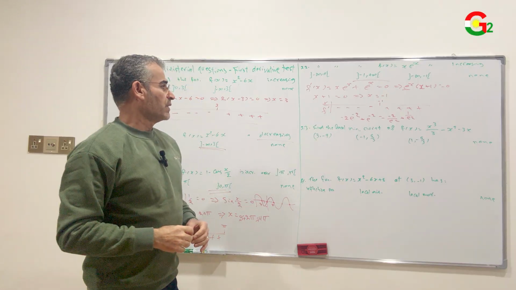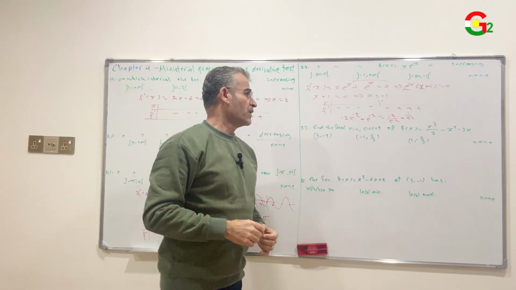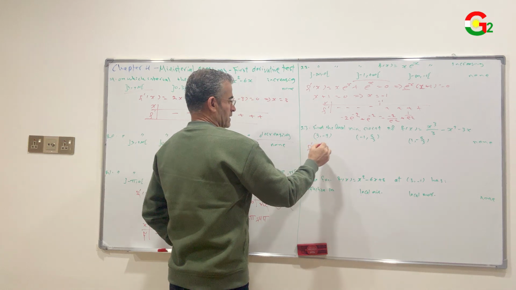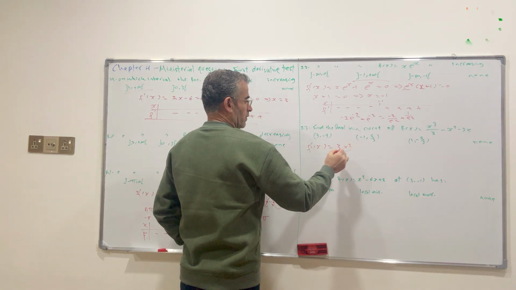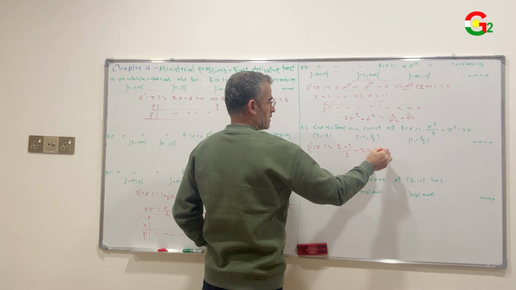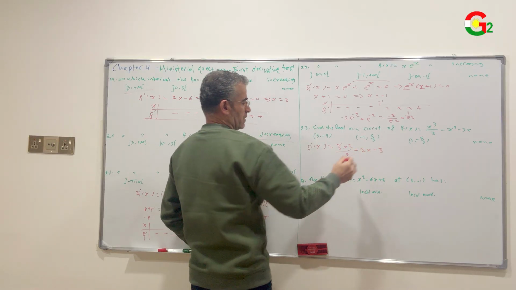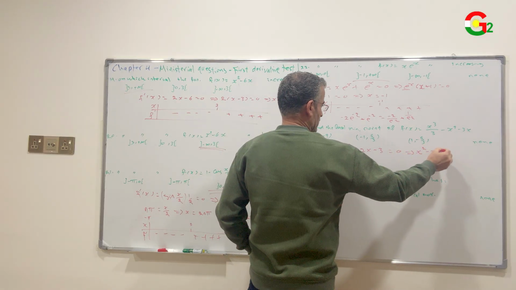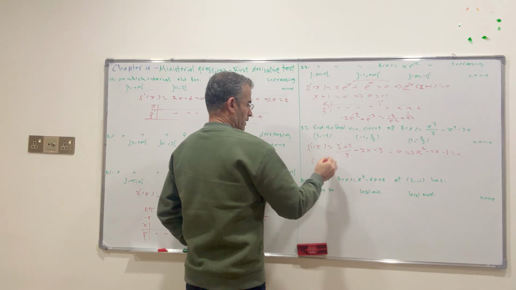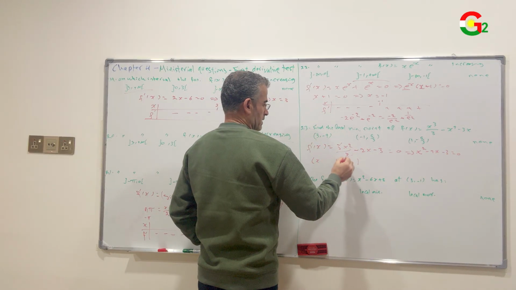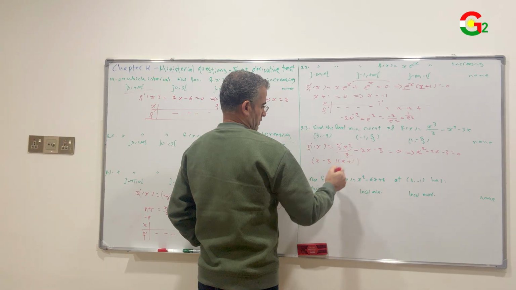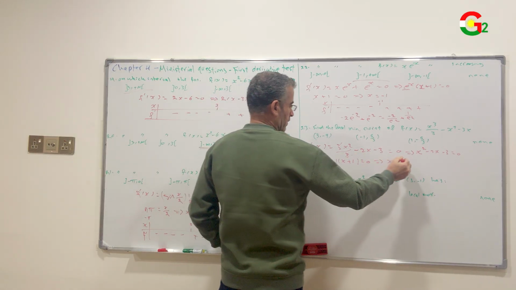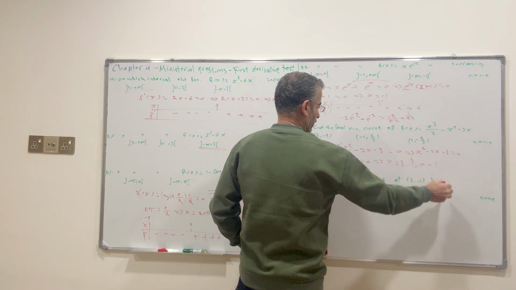Question number 23. Find the local minimum point of the function f of x equals x power 3 over 3 minus x power 2 minus 3. F prime of x equals 3x power 2 over 3 minus 2x minus 3. Reduce 3 with 3, set it equal to 0, then x power 2 minus 2x minus 3 equals 0. Factorize: x minus 3 times x plus 1 equals 0. Either x equals 3 or x equals negative 1.